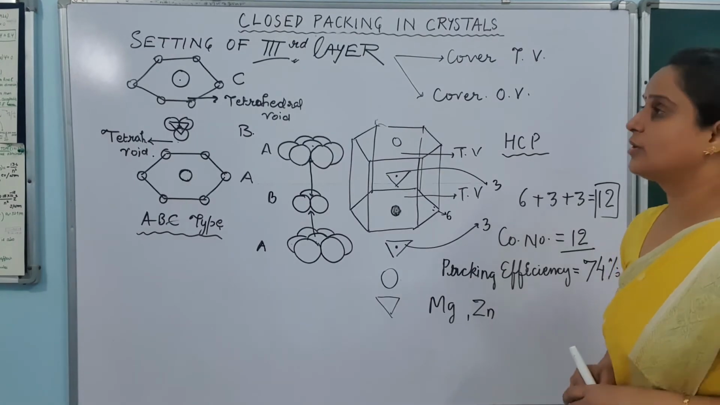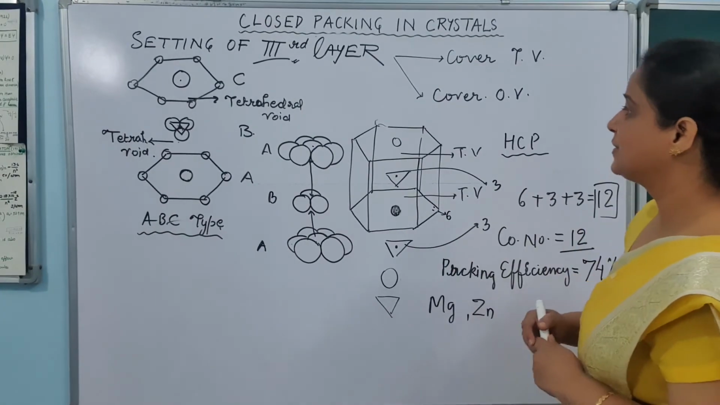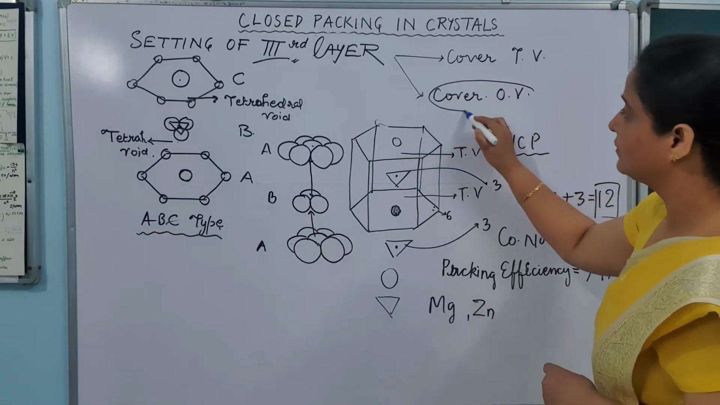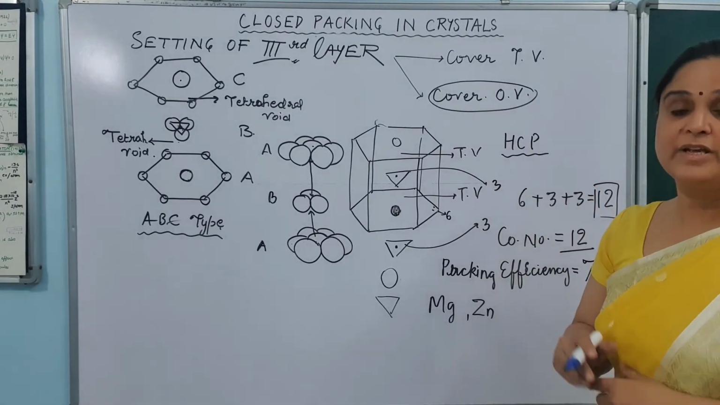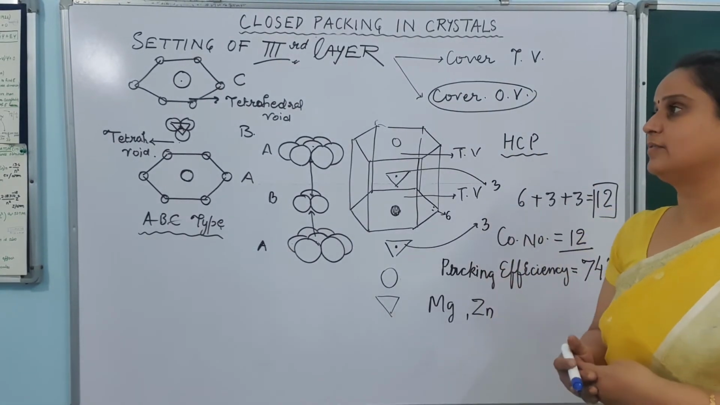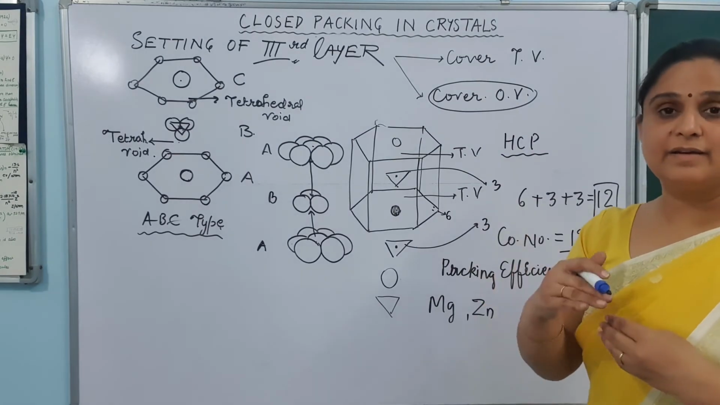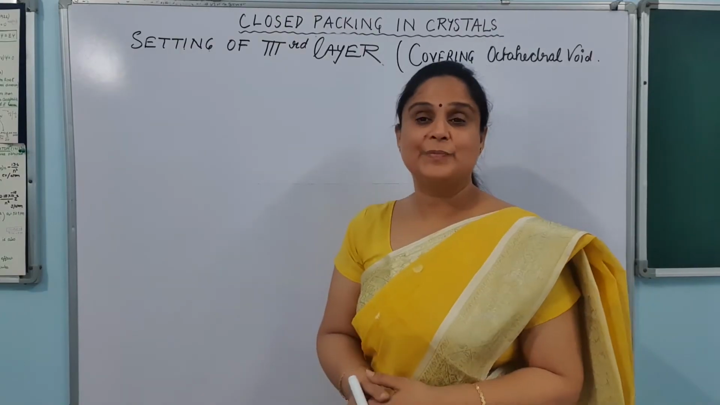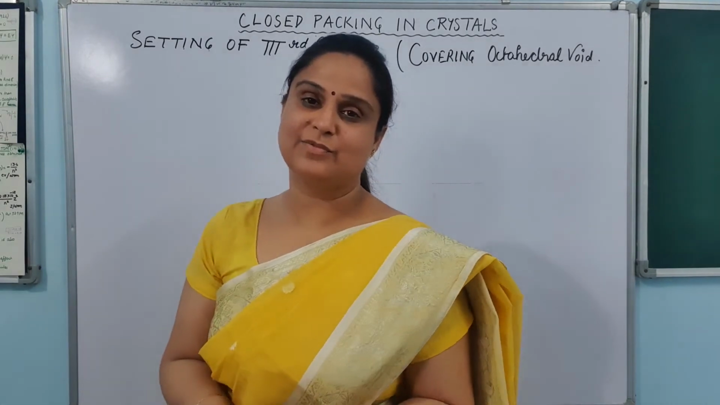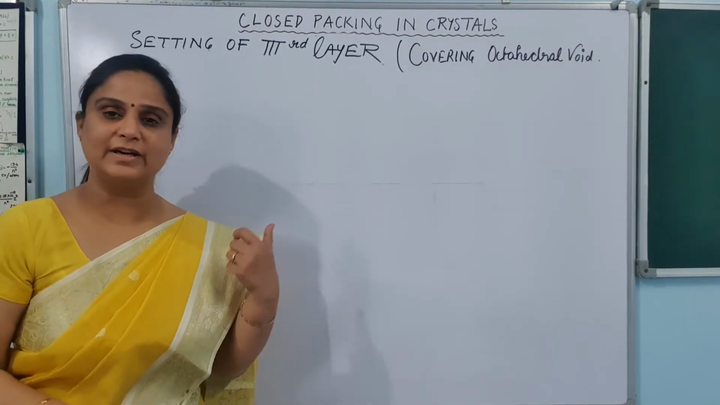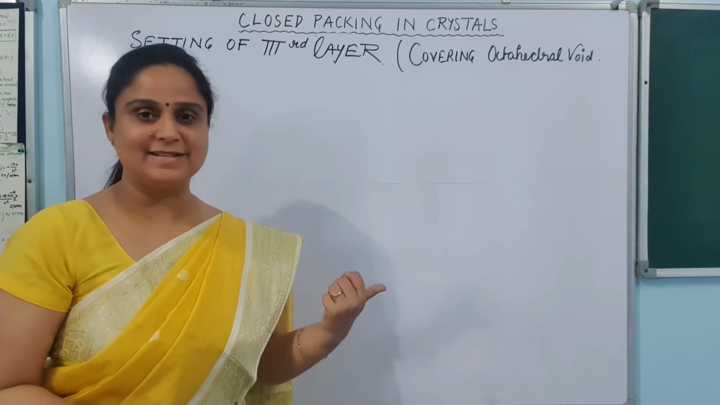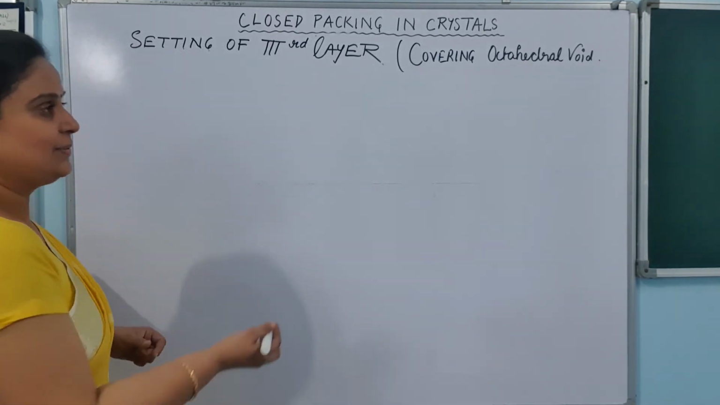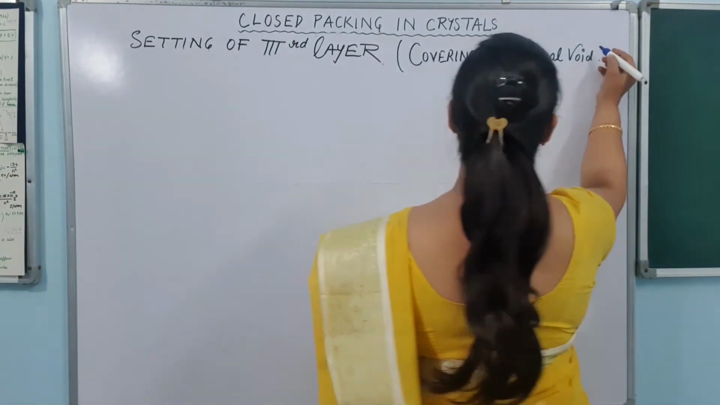Okay, now let us talk about the second kind of arrangement. As I have told you, we can cover octahedral voids also. So how are the octahedral voids covered? When we keep the 3rd layer over the second. Let's understand that. So let's see how the octahedral voids are covered. Very simple. If you can understand that last one, it is again easy to understand. So I am going to draw a 3D structure just like the last one.